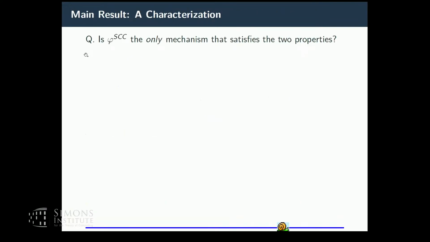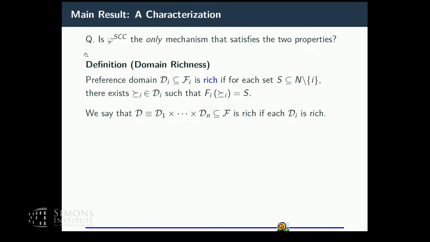Now, is this the only mechanism that satisfies these nice properties? And in fact, we need some domain richness condition here, which is very natural. A domain from the friend-oriented preferences is rich if for each possible set of people you can be with, there is a preference report where you can declare those your friends. I'm able to make any of you my friends. So any set of you, I can make my friends in the preference domain. So then I have a rich domain.